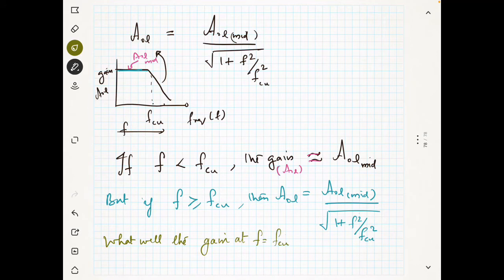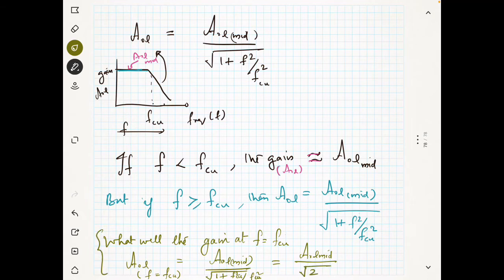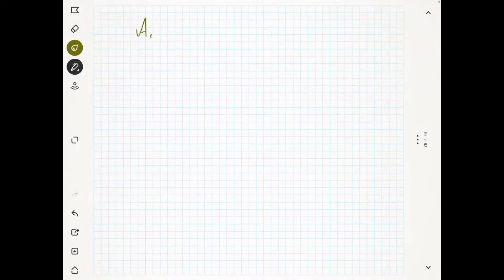So AOL for f equal to FCU is equal to AOL mid divided by the square root of 1 plus FCU divided by FCU, squared. So this is equal to AOL mid divided by the square root of 1 plus FCU square divided by FCU square, which is 1. So it becomes the square root of 2. So this is a very, very important notion. Why am I considering it like this? Why am I considering this cutoff frequency? What is the gain at cutoff?